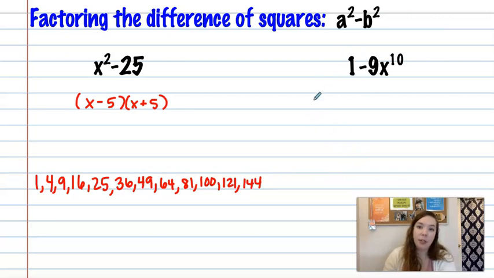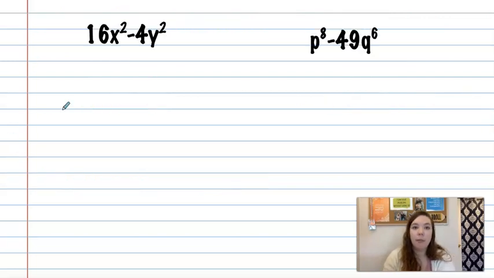But 1 is a perfect square. The square root of 1 is 1. 9 is a perfect square. The square root of 9 is 3. And then the square root of x to the 10th is x to the 5th. So you just take that exponent and divide it in half. And then I want another set where you're subtracting. Okay? And they're factored.